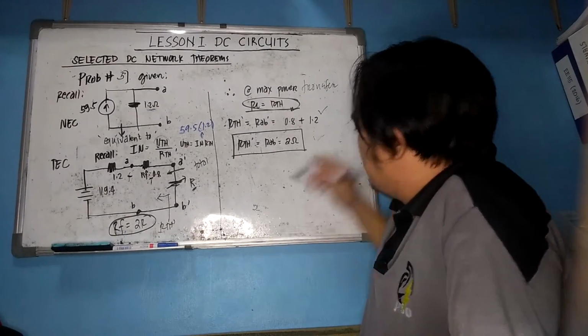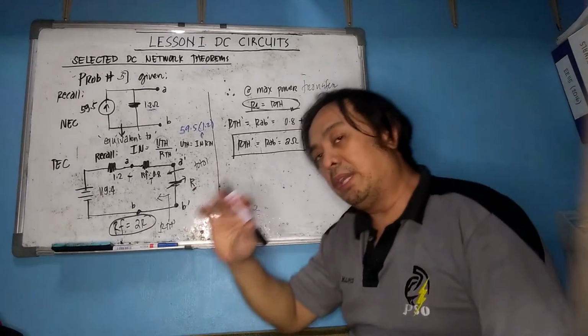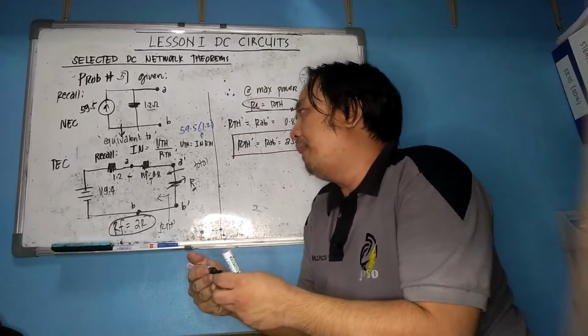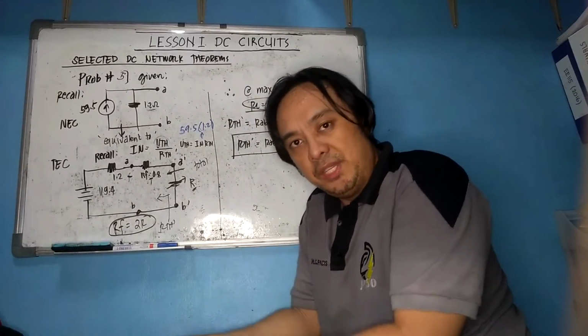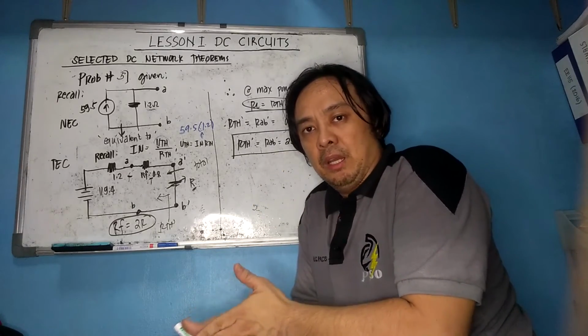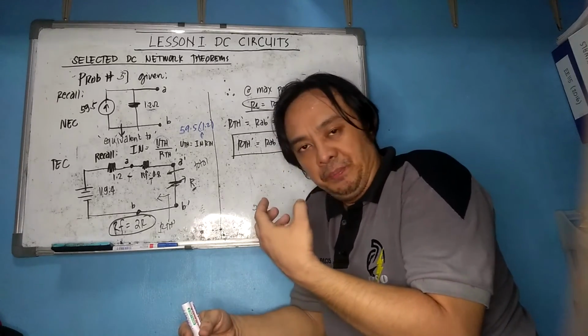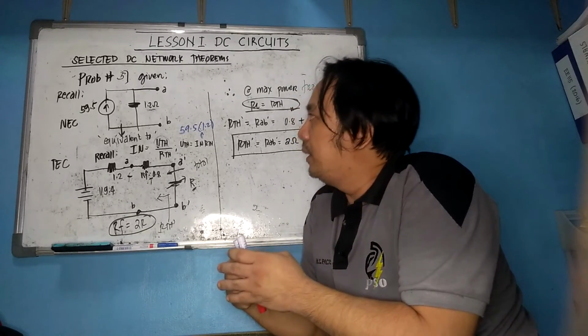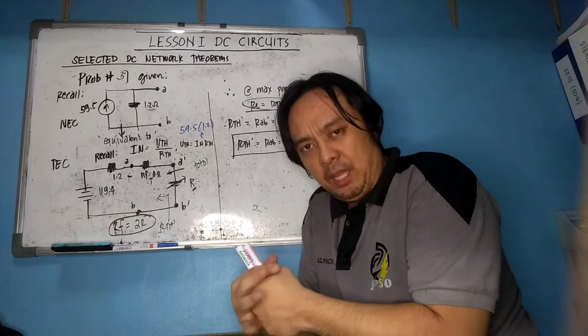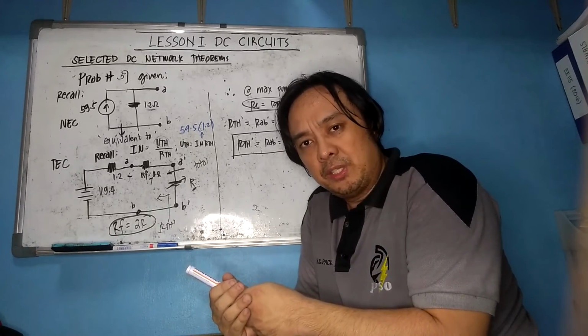So this is a practical problem because you already applied TEC, NEC, and NPT in one problem. Okay, thank you very much. So we are already done with the DC network theorems. Our next topic will be DC transients.